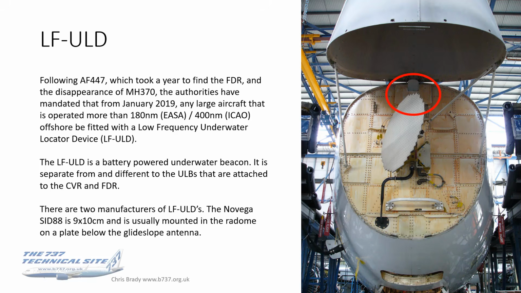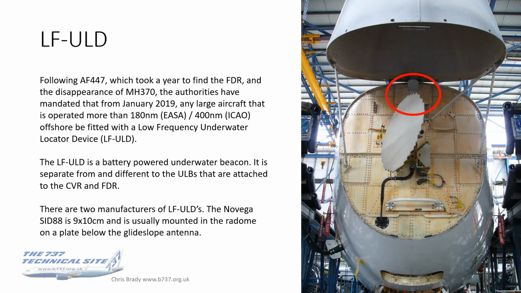This is a battery-powered underwater beacon. It's separate from and different to the ULBs that attach to the CVR and FDR, and again, it's also separate from and different to the ELTs that we've just been looking at. So this is an extra, if you like, an additional beacon. There are 2 manufacturers of these that are fitted to the 737 anyway. There are probably more for other aircraft.